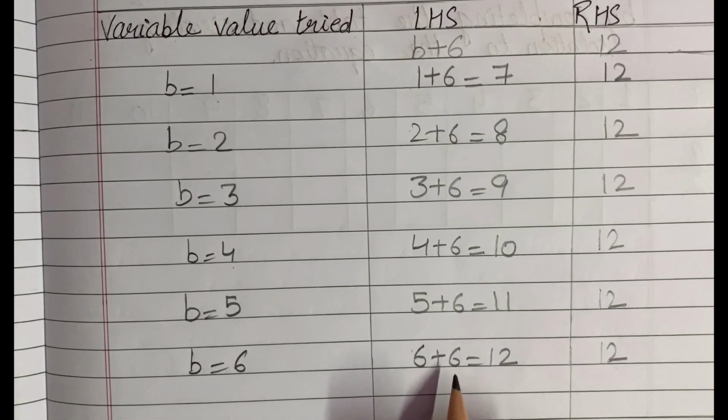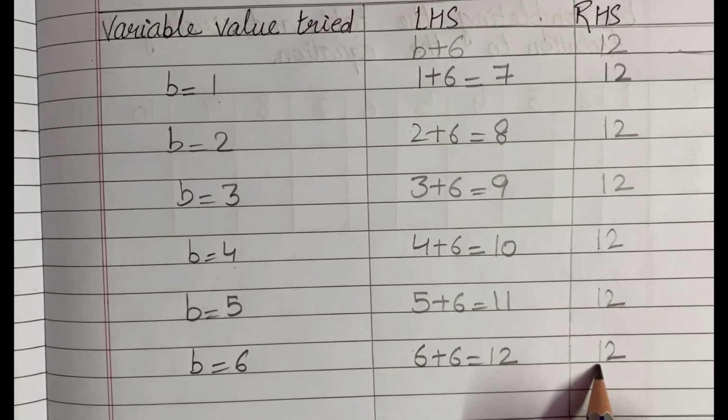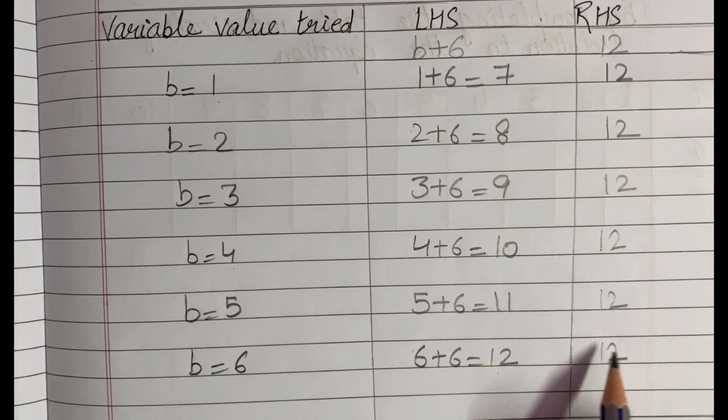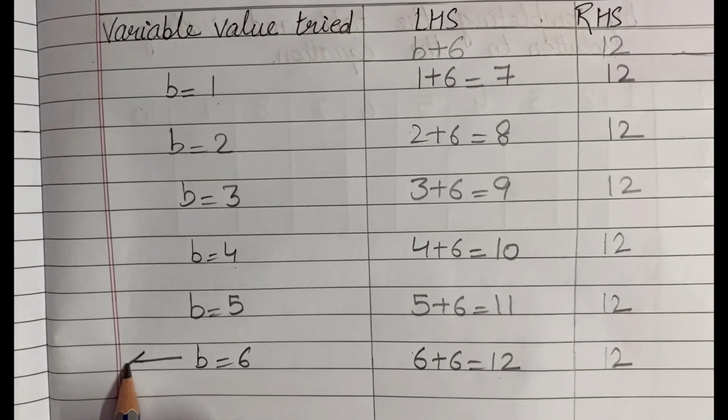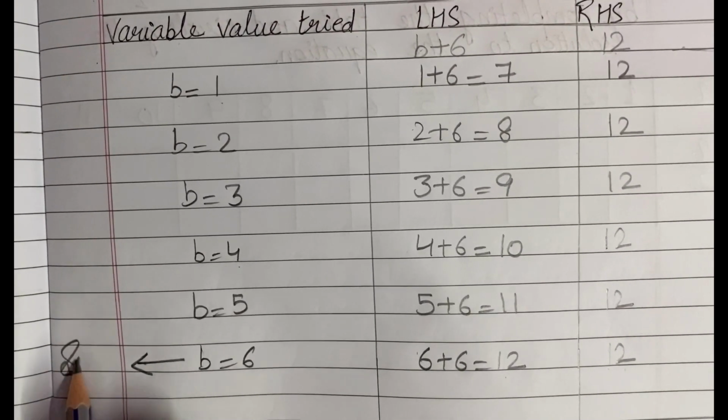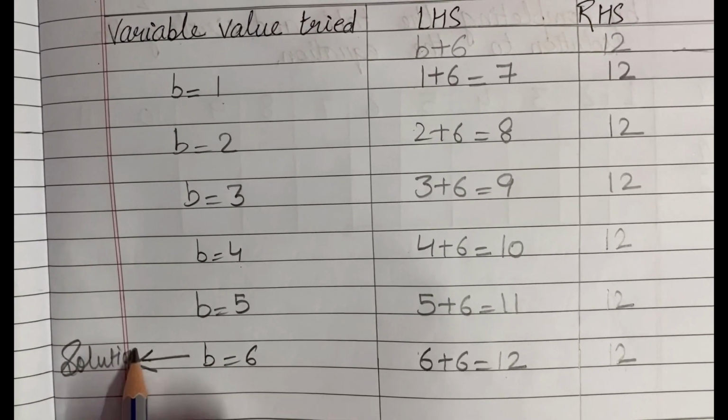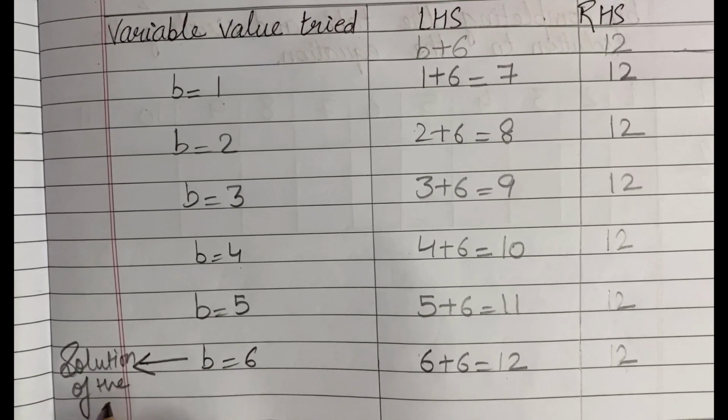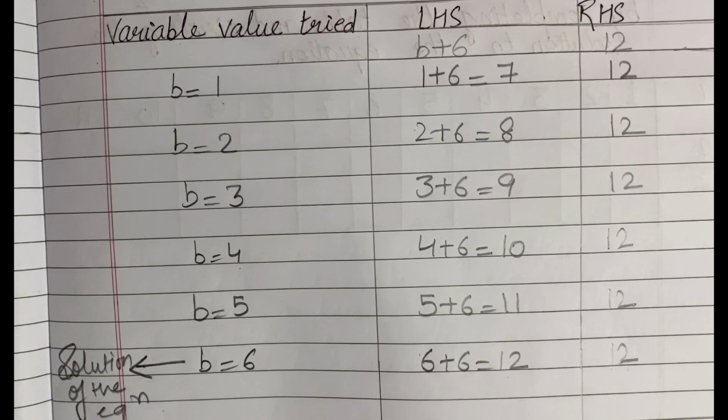Now students, see here, LHS and RHS both are equal, so that means b is equals to 6 is the solution of the equation. Hopefully it is clear to you.